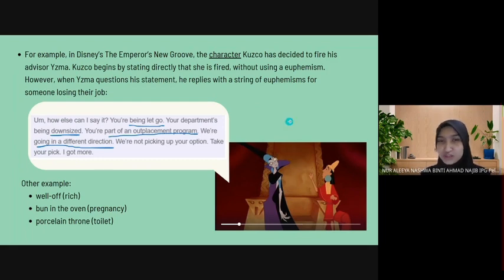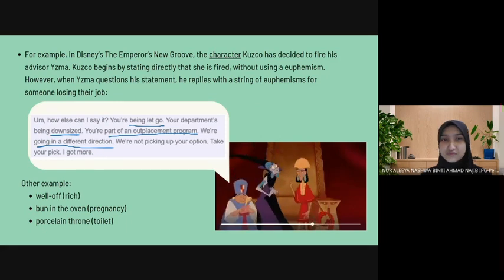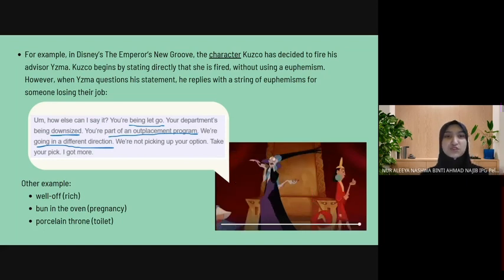So, in that chat box, all of the ones that I underlined mean, indirectly, that she is fired.